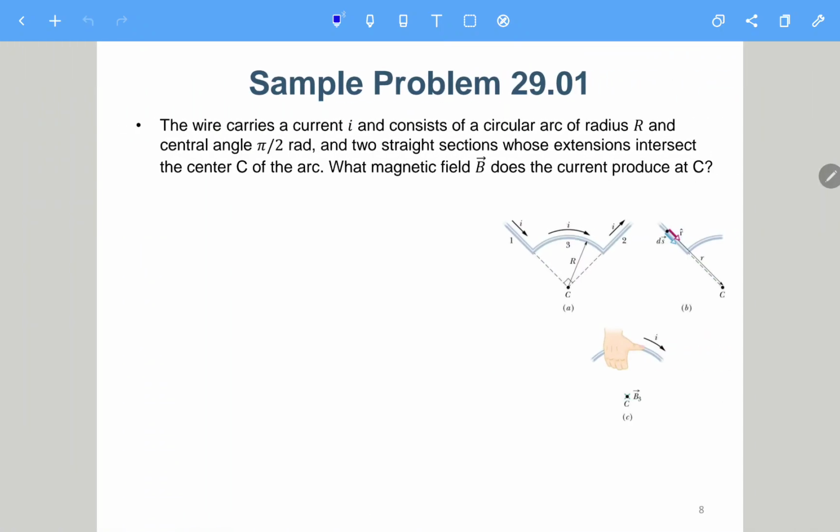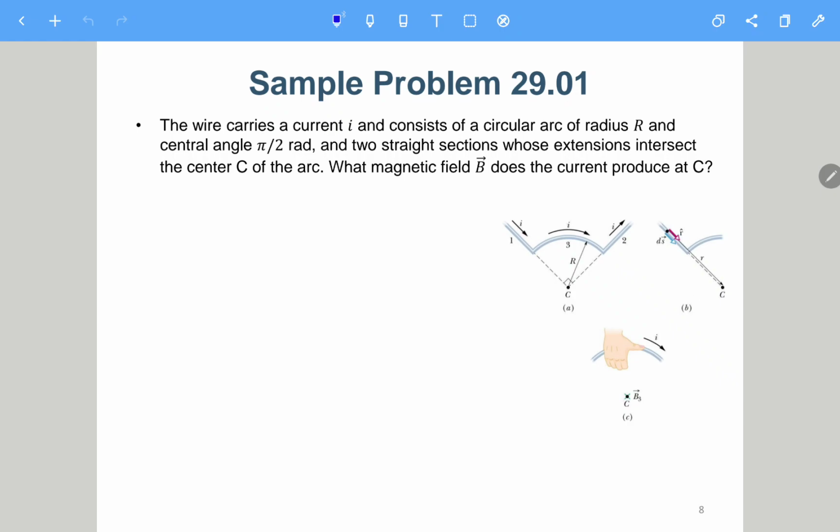Okay, so here let's take a look at a sample problem. It says the wire carries a current I and consists of a circular arc of radius r, and the central angle is pi over 2, 90 degrees. The two straight sections have extensions that intersect the center C of the arc. What magnitude of field B does the current produce at C? C is the center of this arc, and this wire, the extension crosses this C, also this one.